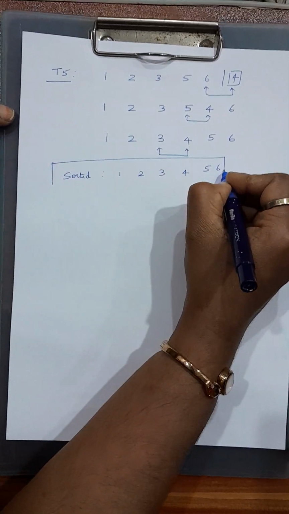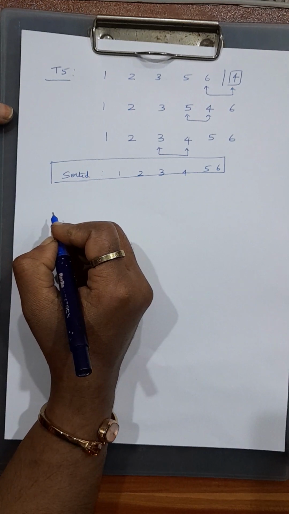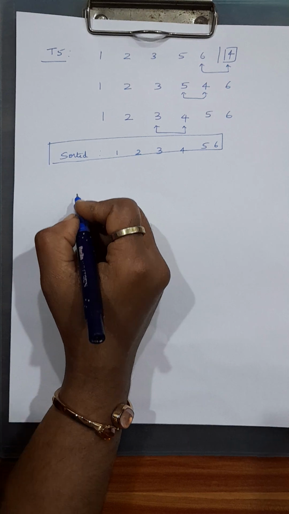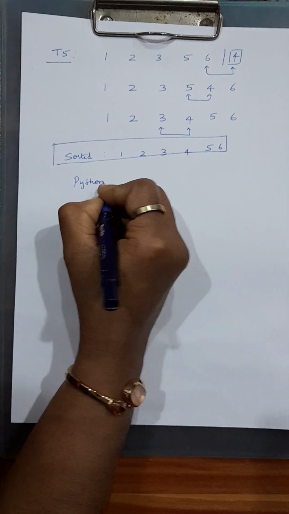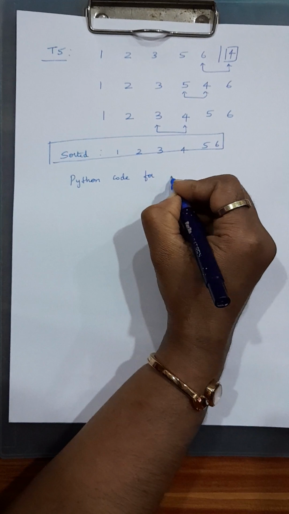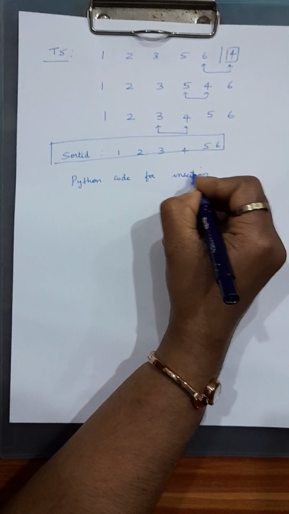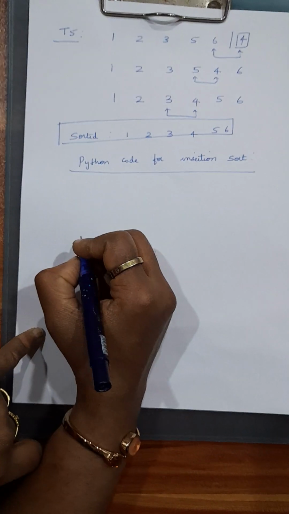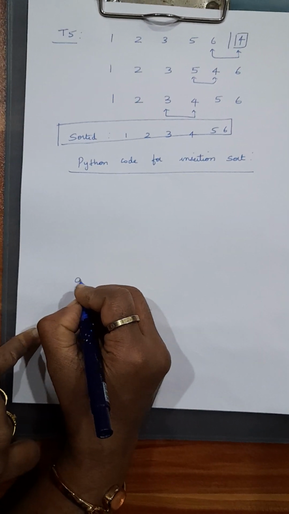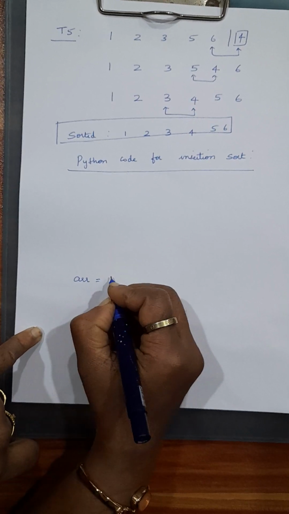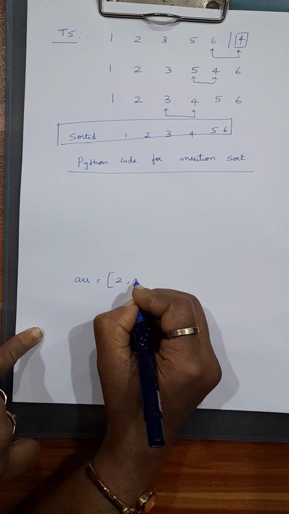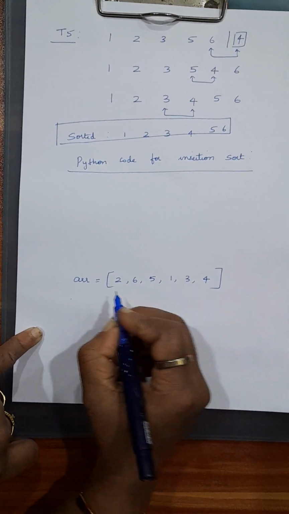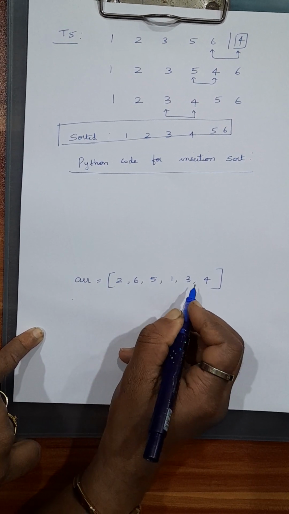So I hope you understood the logic for the insertion sort. Now let me explain the coding part. Python code for insertion sort. I'll teach you how to write a Python code for insertion sort. Now let us take a list named array. So array is equal to the set of elements 2, 6, 5, 1, 3 and 4. The same example I am taking. So the list will have 2, 6, 5, 1, 3 and 4.